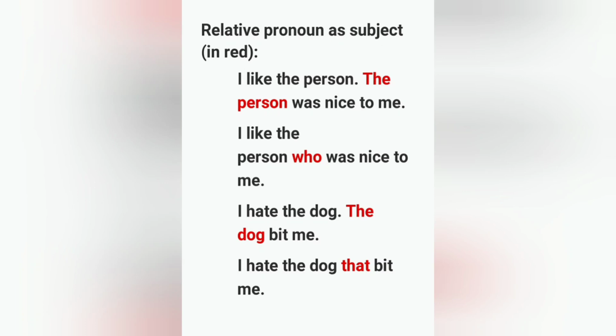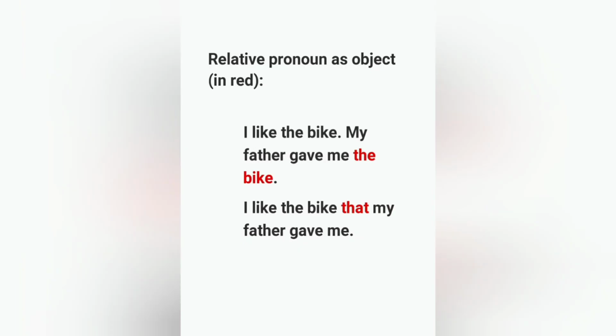Next, relative pronoun as object. See the examples. I like the bike. My father gave me the bike. We can combine these two sentences with a relative pronoun. See the next sentence. I like the bike that my father gave me. In this sentence, these two sentences are combined with that. Here, that is used as object.